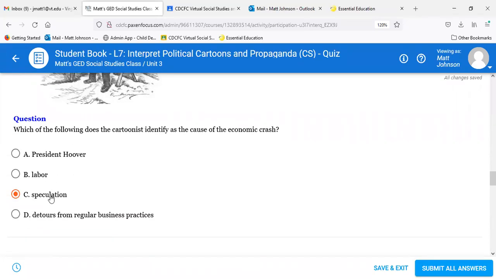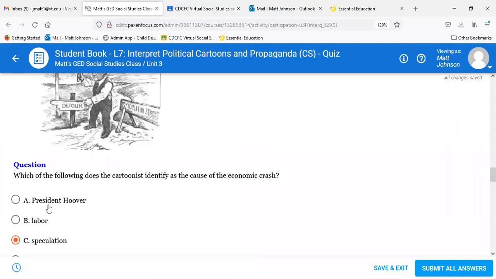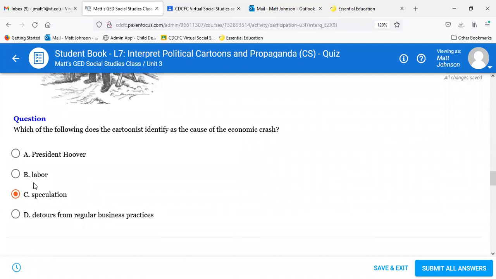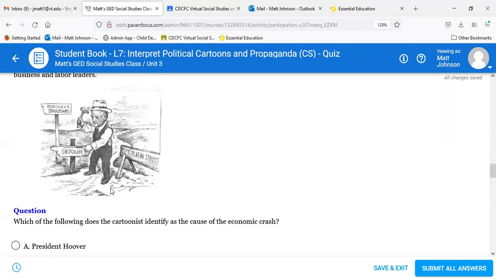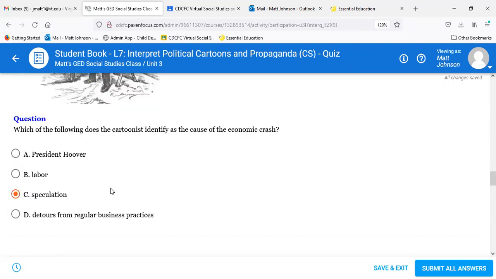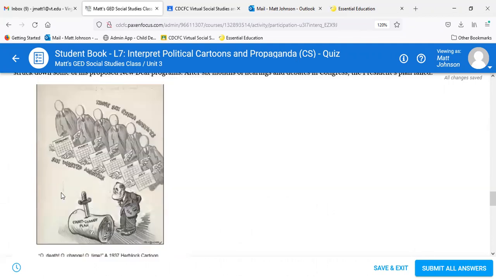And in honesty, it was a perfect storm of calamities that created the Great Depression. Speculation was part of it. Stock market was part of it, but there was a whole other bunch of things that just compiled to cause that economic crisis at the end of 1929. But what it's showing here is that speculation was certainly one of them. So C for 3.